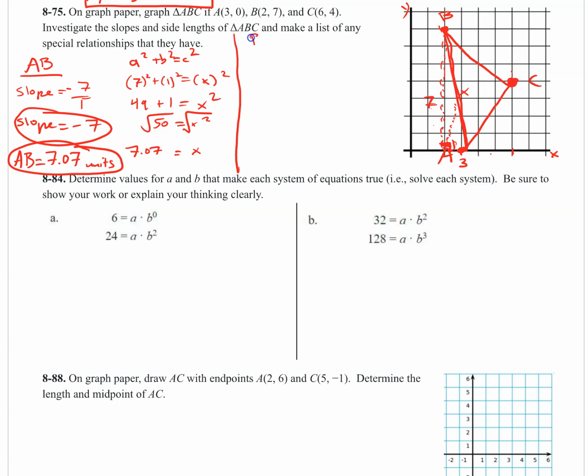So let's investigate BC. Okay, step 1, make the little slope triangle. This side of the triangle is going to be 3 units long. This side is going to be 4 units long. It's going downhill. So the rise is going to be 3, the run is going to be 4, and it has to be negative because it's going downhill from left to right.